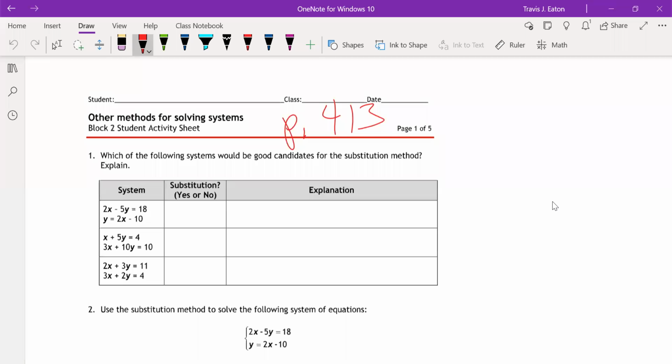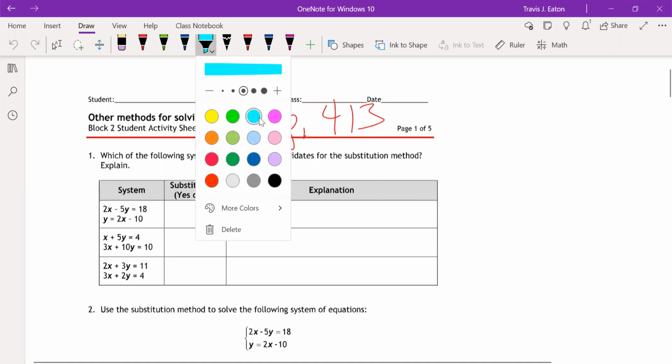All right, so we are focusing today strictly on solving by substitution. Now, sometimes solving by substitution is an appropriate time and sometimes it's not. And so let's take a look at these three different systems of equations that we have here in number one, because there are some systems that are good candidates for substitution and some that are not.